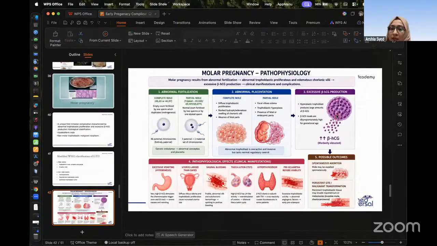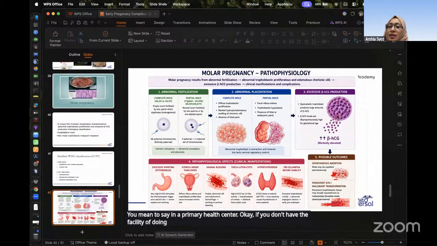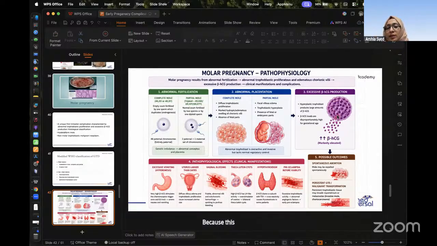There's another doubt. In primary care, beta HCG may not be available. What should be done in that case? You mean in a primary health center? If you don't have the facility of doing beta HCG, and you're suspecting ectopic or molar pregnancy, you have to refer to a tertiary care center. Because these sorts of cases, ectopic and molar, cannot be managed in a PHC. They have to be referred to a higher center.